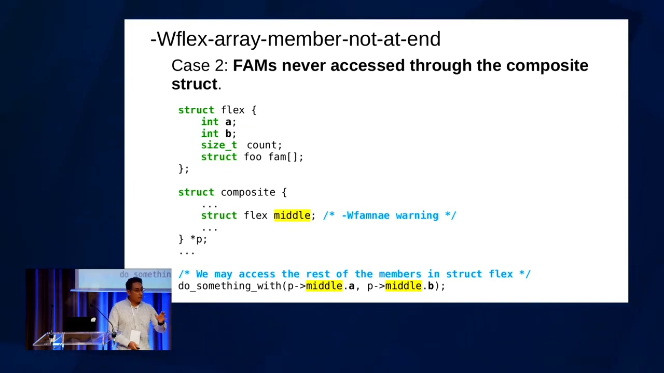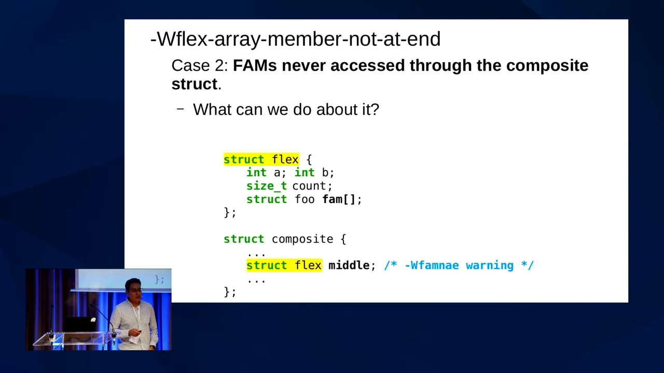In this case, struct flex, there may be instances of code actually allocating a space for struct flex and for the flexible array member and making use of it. But that never happens when it comes to a composite structure, right? In this example, the only members that the composite structure uses or accesses are, in this case, A and B.